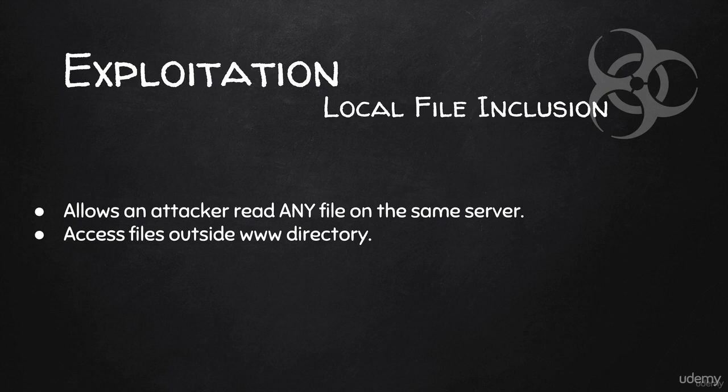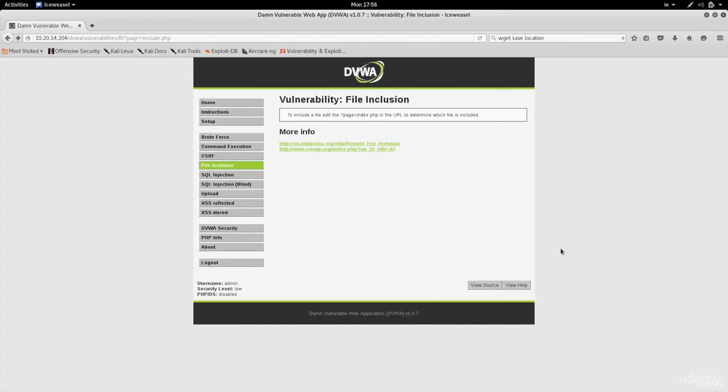Also, if there are a number of websites on the same server and you manage to find this on a website that you're not targeting, then you might be able to access files related to the website that you're targeting and then further exploit your website from there. So let's have a look at this. The way we're going to be exploiting this vulnerability is through the URL.